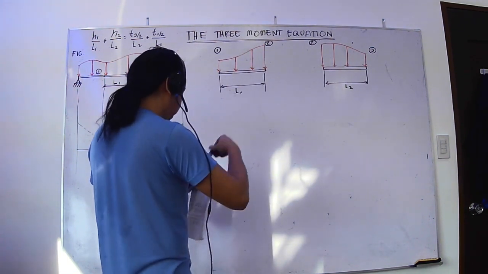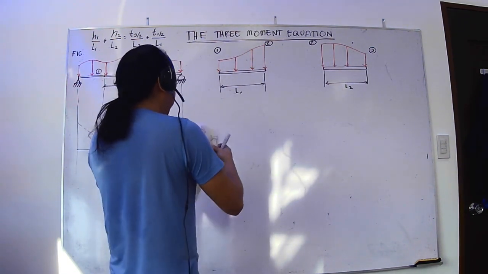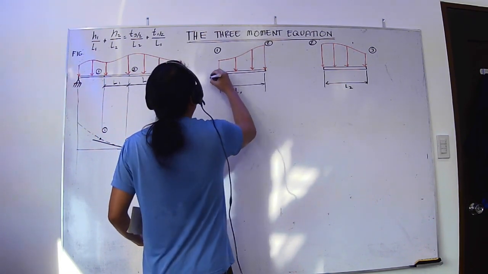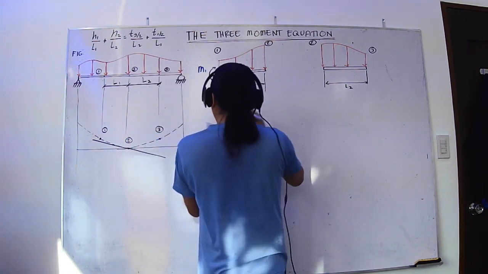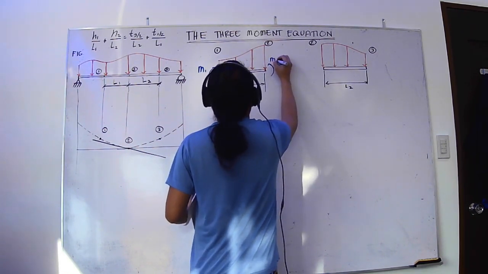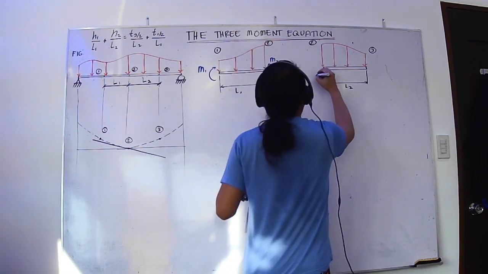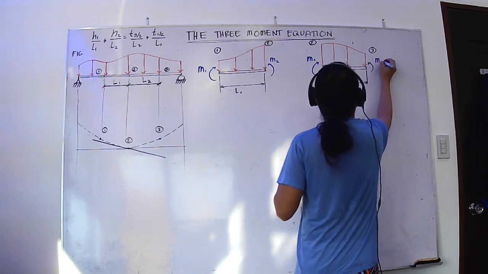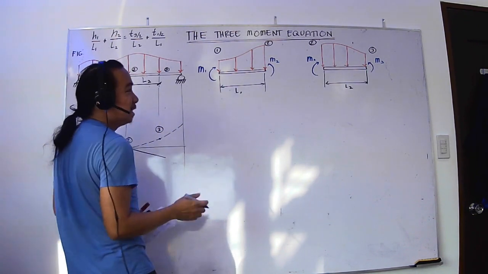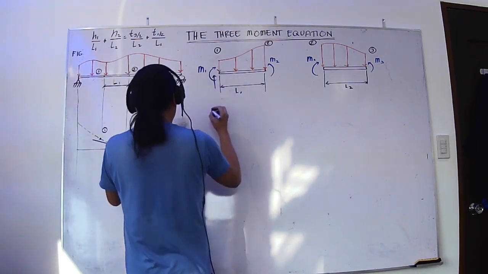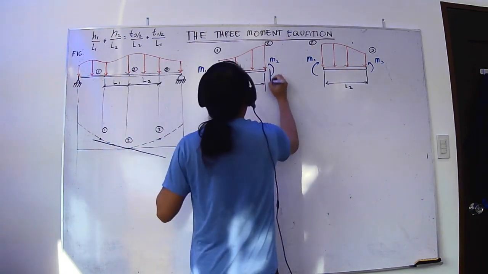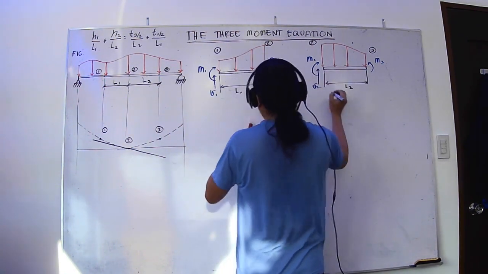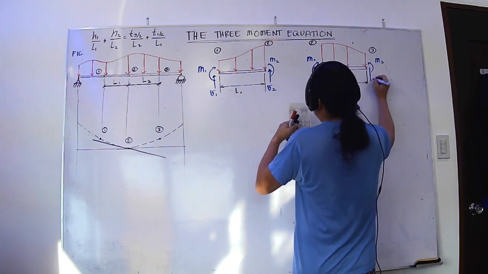Something is missing here. We have the internal moments and internal forces. So M1, and M2 will go this way, across. M2, of course M3, okay. These are our free body diagrams. Still missing the internal shear. Let's call this V1, this V2, and this is the V2, and this is V3.